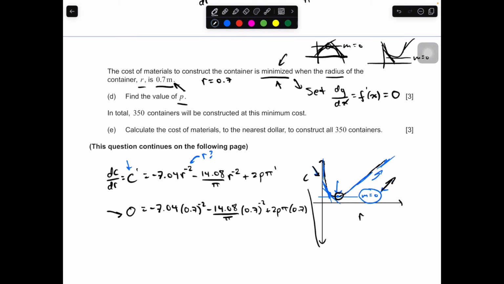Okay. Now we've got an equation just in terms of p. Pi is not a variable, so it's just a whole bunch of numbers and then one variable p. And then what we want to do is solve for all of this. So let's go ahead, and what we want to do is solve for p. Okay, so let's go into the calculator and work this out.